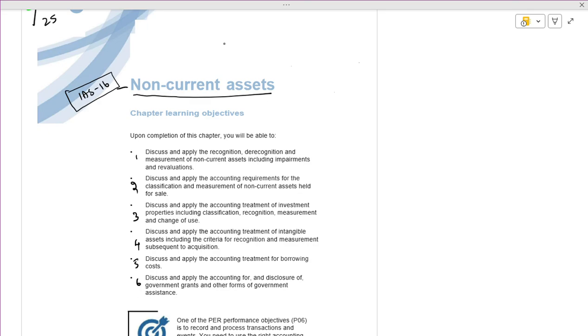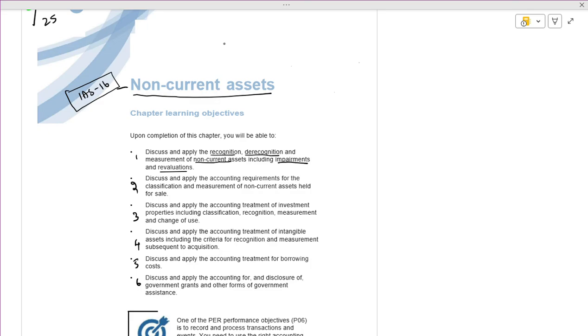Coming back, we want to know how we are going to recognize it and when we are going to derecognize it. Recognize means how you identify it in the balance sheet at the time of acquisition, at the time of addition. Derecognition means at the time of disposal. And how we are going to measure the non-current assets, including, very importantly, impairments and revaluation. This is the first part.